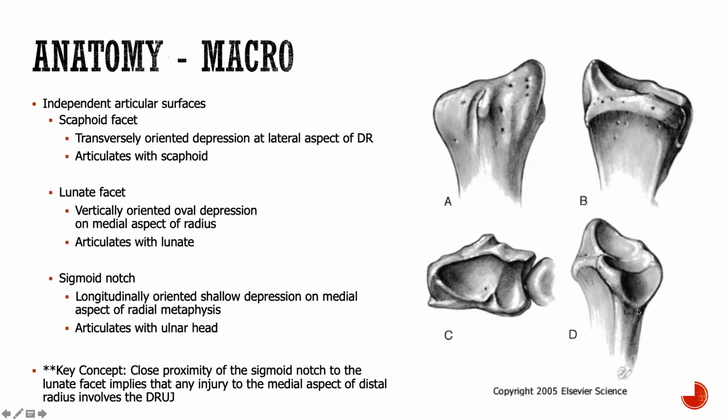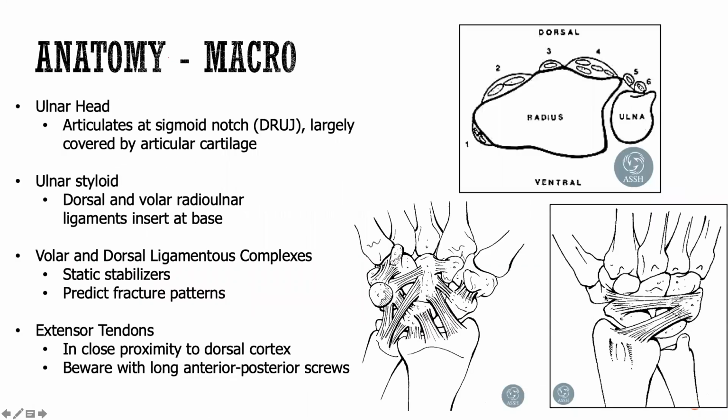A key concept, just something to remember, is that if you see fractures on the more medial aspect of the distal radius involving the joint, they tend to involve the DRUJ, or the area where the radius and the ulna articulate. And this has a lot of implications on motion, and that's what we care about in orthopedics. The ulnar head is the complement to the sigmoid notch, and you can see the ulnar head sitting here in the sigmoid notch and here, and it's covered by cartilage. The ulnar styloid is located here.